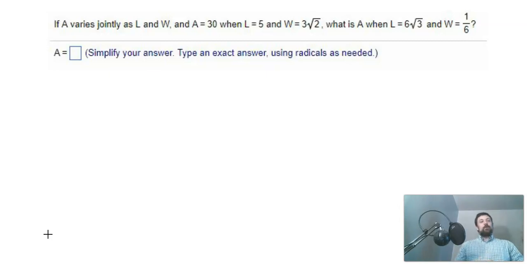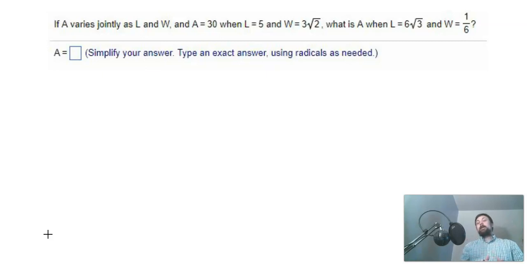If A varies jointly as L and W, and A equals 30 when L is equal to 5 and W is equal to 3 square root of 2, what is A when L equals 6 square root of 3 and W equals 1/6? So again, I know it seems like a lot of information, but remember it breaks down into those 3 levels. It might reach all 3 levels, but like this problem, if you see 3 parts, that means there's probably 3 levels there, right? So this problem goes to all 3 levels.